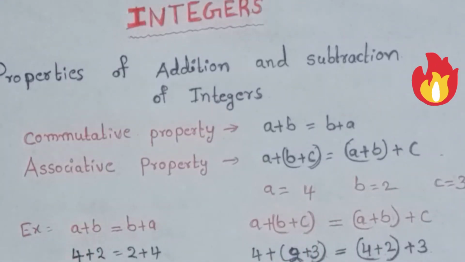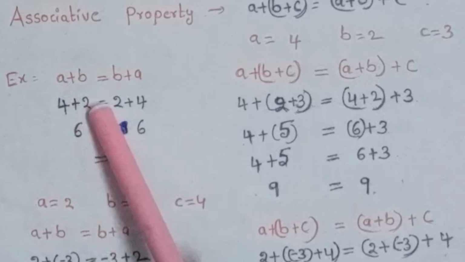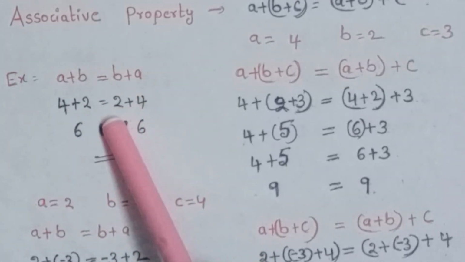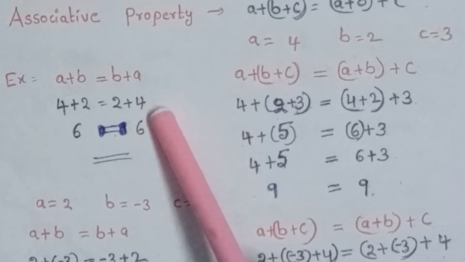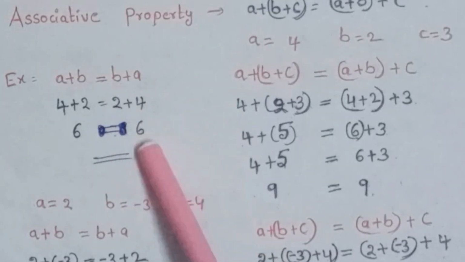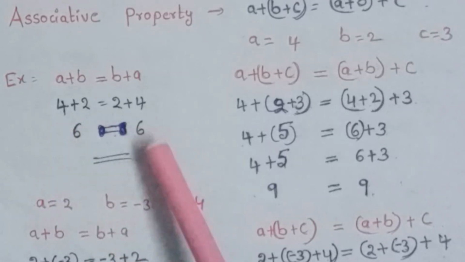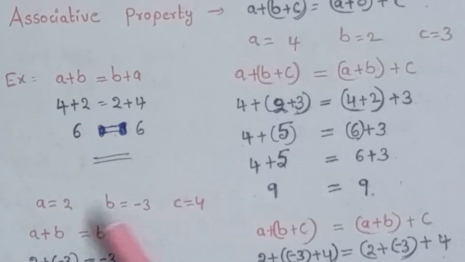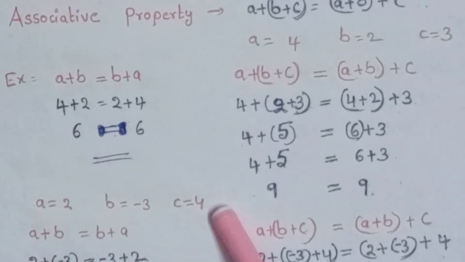Now a we can write 4, b as 2. 4 plus 2 equal to 6. Here b as 2 and a value is 4. 2 plus 4 equal to 6. 6 equal to 6. LHS equal to RHS. Now prove that. a is equal to 2, b is equal to minus 3, c is equal to 4. Now we take these values.